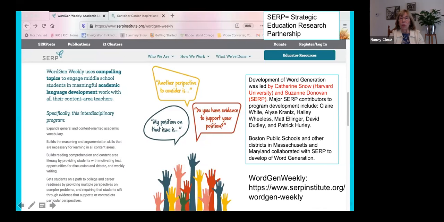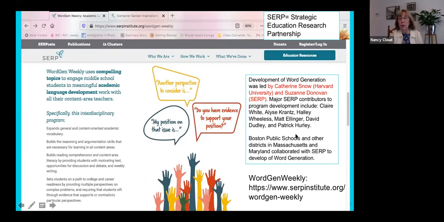And the way that this was designed, it was designed by Catherine Snow at Harvard, who's a fantastic linguist. We certainly admire her work. And Suzanne Donovan, who's at SERP, which is Strategic Education Research Partnership. And they created a whole vocabulary program built around the academic word list, the 570 words. And it's to expand general and content-oriented academic vocabulary, to build reasoning and argumentation skills, to build reading comprehension and content area literacy, and to help kids get ready for college and career. So those were their goals.